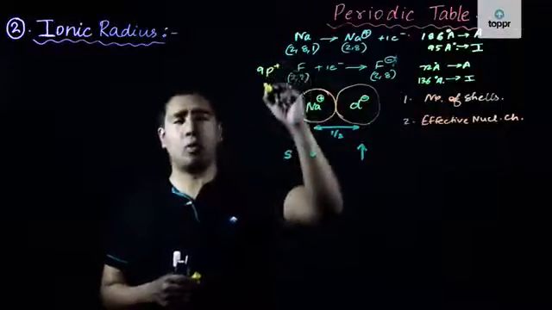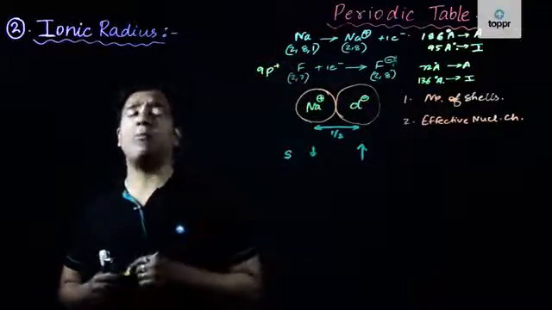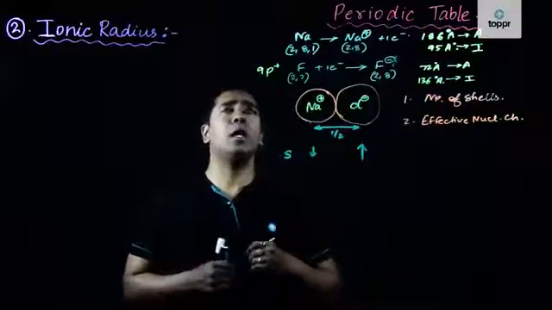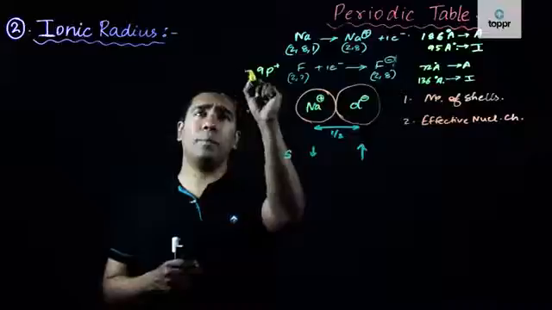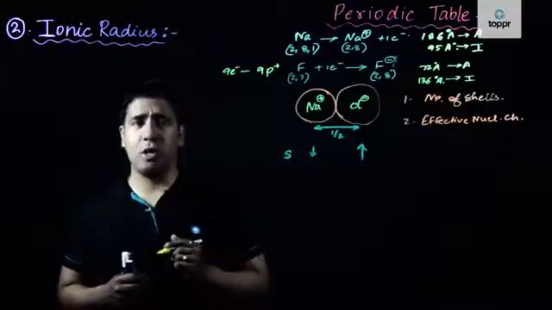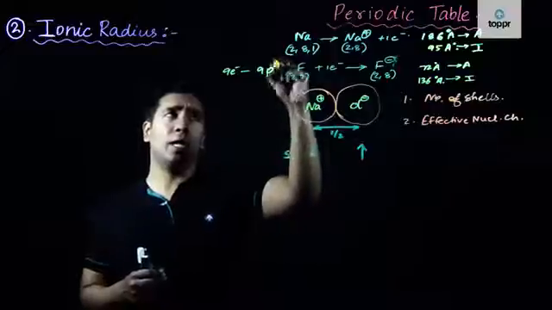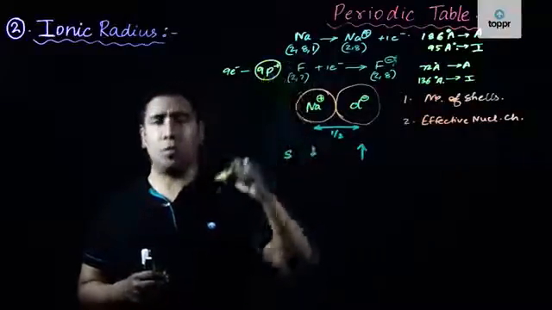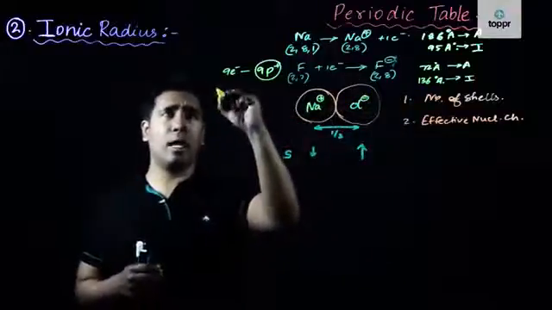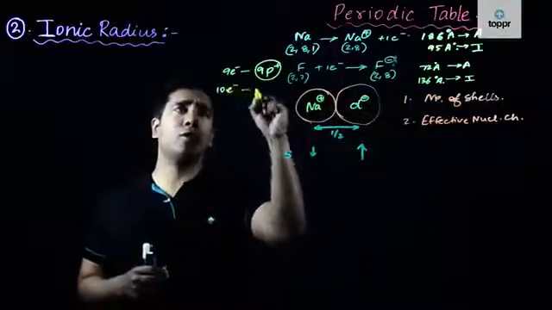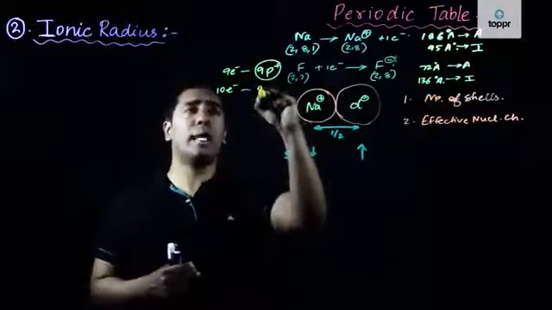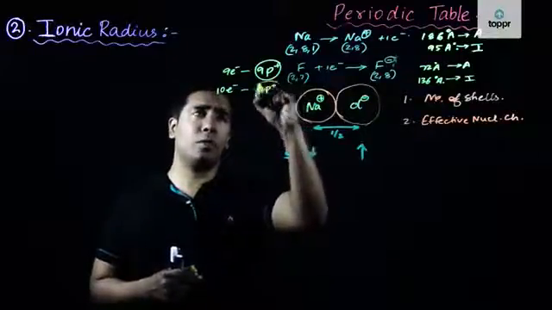And we know that protons determine the total amount of positive charge present inside the nucleus, right? Earlier, there were 9 electrons which had a force of attraction with the nucleus containing 9 protons. However, after it accepted 1 electron, it now has 10 electrons which have a force of attraction with the same number of protons, which is 9 protons.